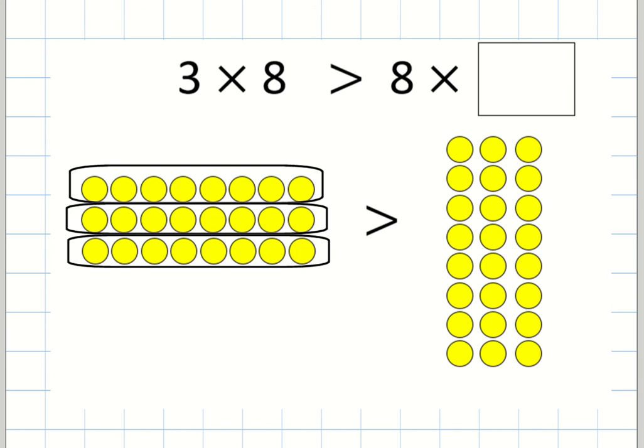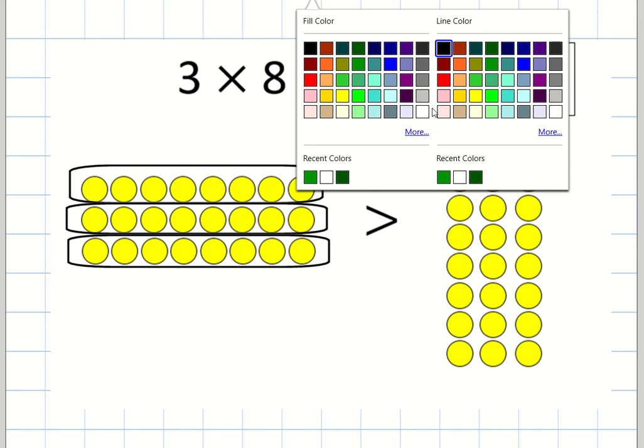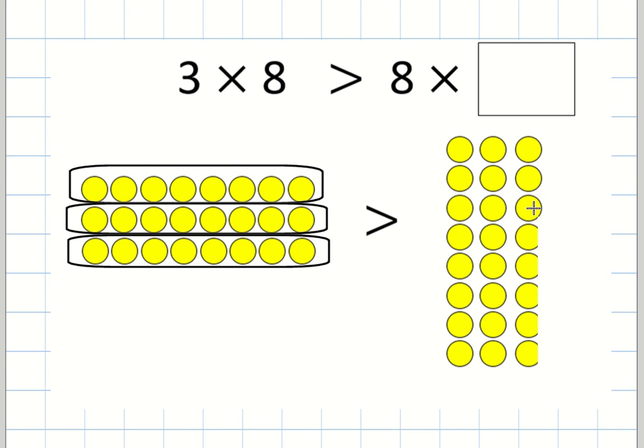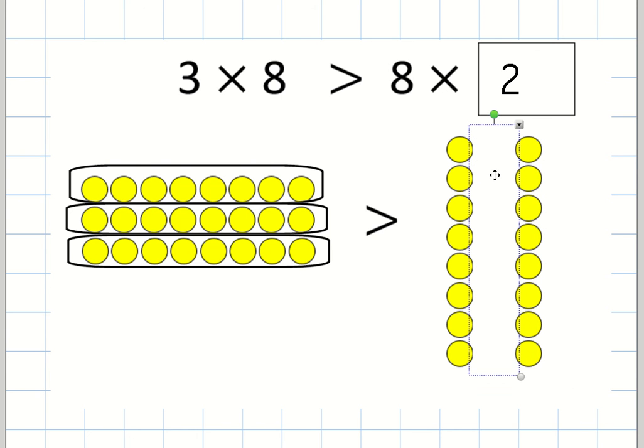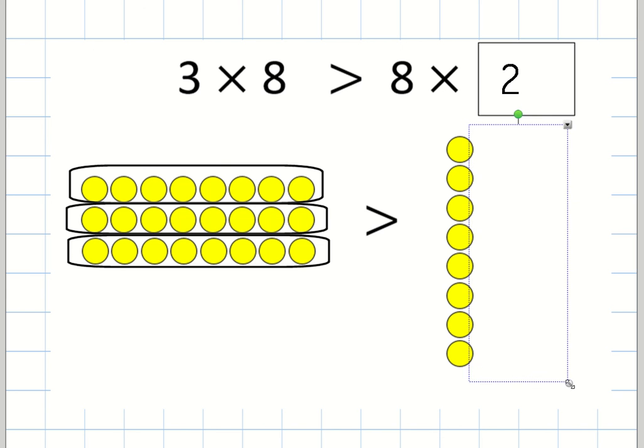But if we were to get rid of one of our sets of 8, let's do this, we could now say that 3 times 8 is greater than 8 times 2. Okay, because we've now got 2 lots of 8. But what I could also do is, let's do this, I could also get rid of another lot of 8 that shows us that 3 times 8 is greater than also 3 times by 1.